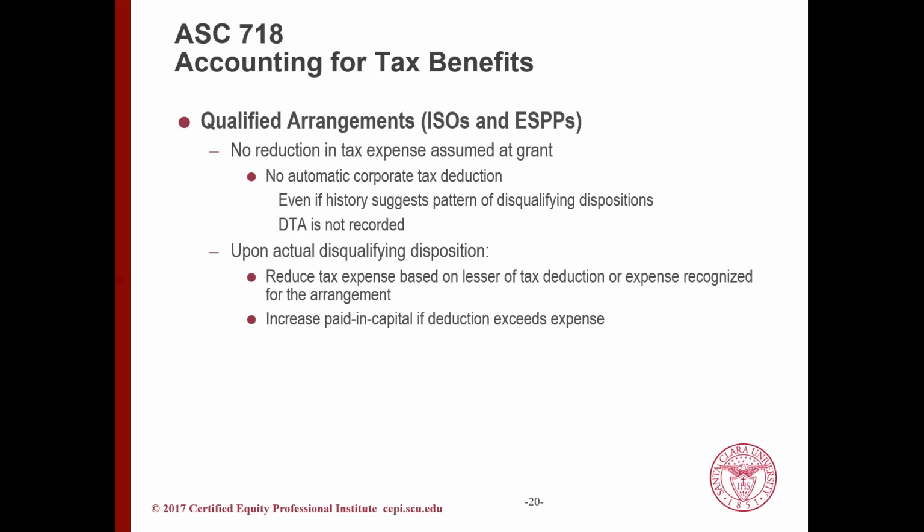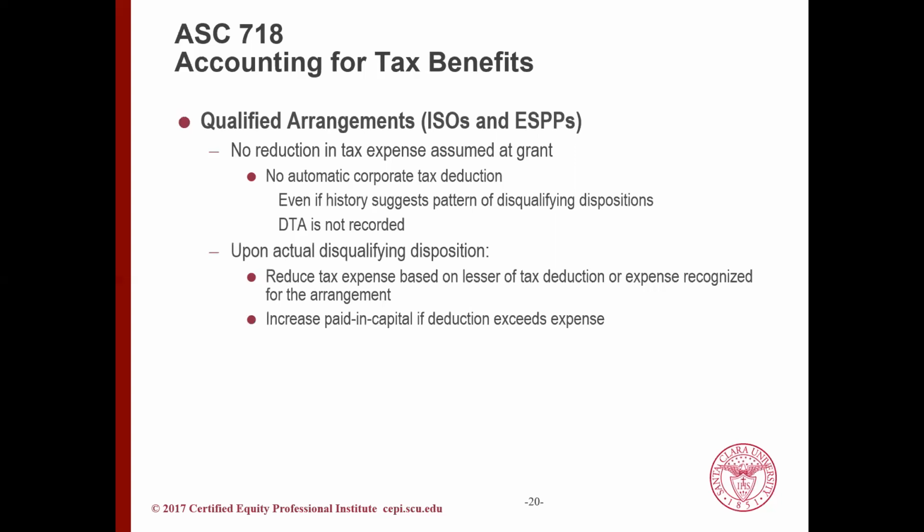So then what happens when a disqualifying disposition actually occurs? It's at that point when the company becomes entitled to a corporate tax deduction, and so it then can reduce its tax expense in the period in which the disposition occurs, but only to the extent that the deduction does not exceed the expense recognized for the arrangement. If the tax deduction exceeds the expense, the tax savings resulting from the excess is recognized as additional paid-in capital. There are some good examples in the books regarding DTA calculations, which you should be familiar with for this level 2 exam.